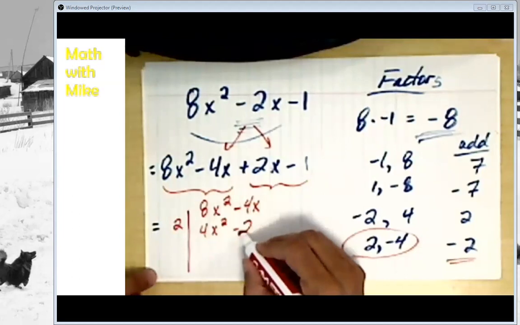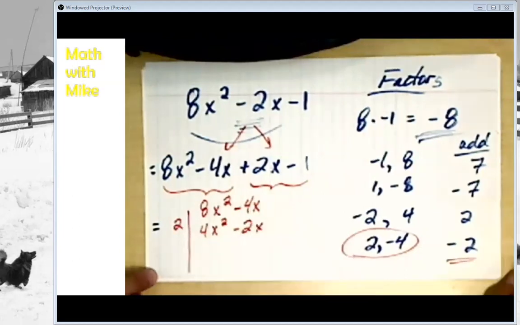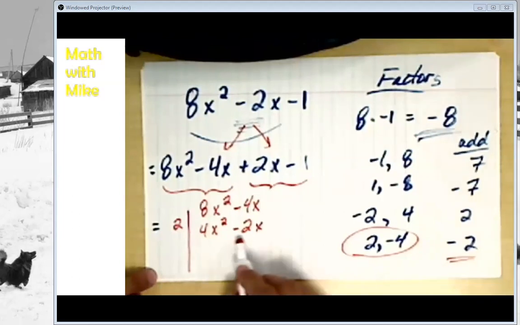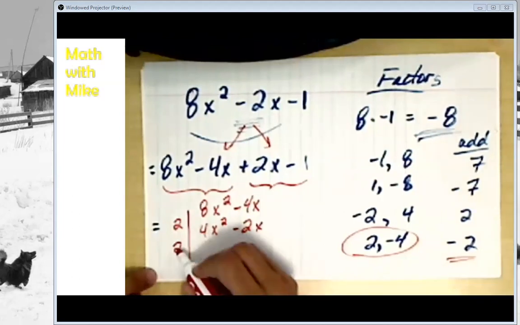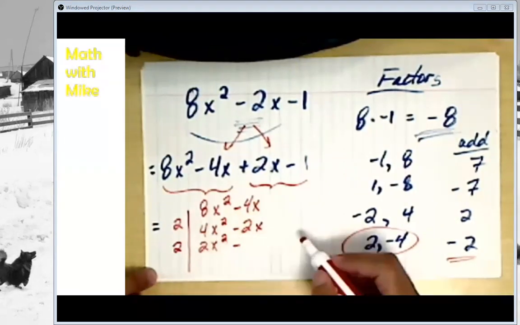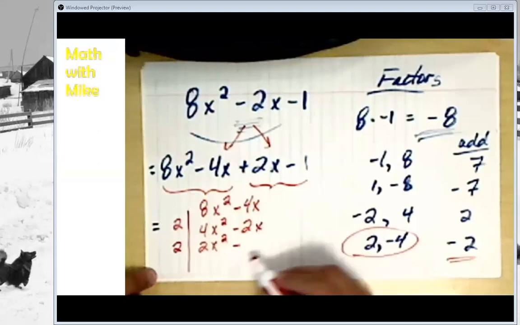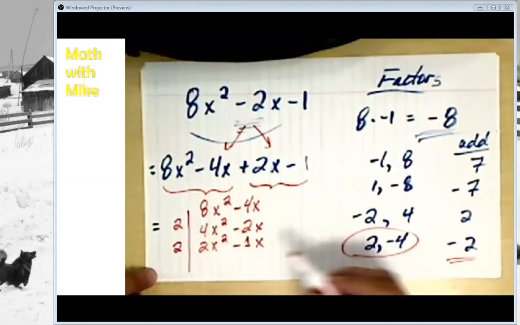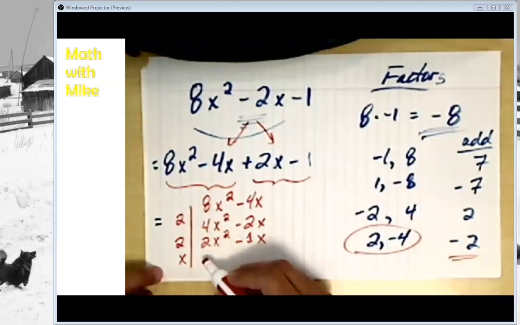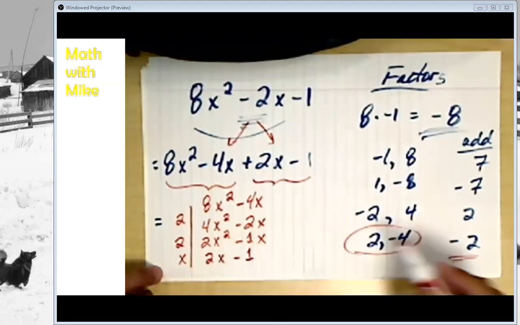Not bad. Careful, left to right. 4x squared minus 2x. Okay. 2 goes again because it goes into both. Yeah. It is 1. We might keep it invisible next time, but yeah. And then, yeah. Minus 1 when you divide that out.